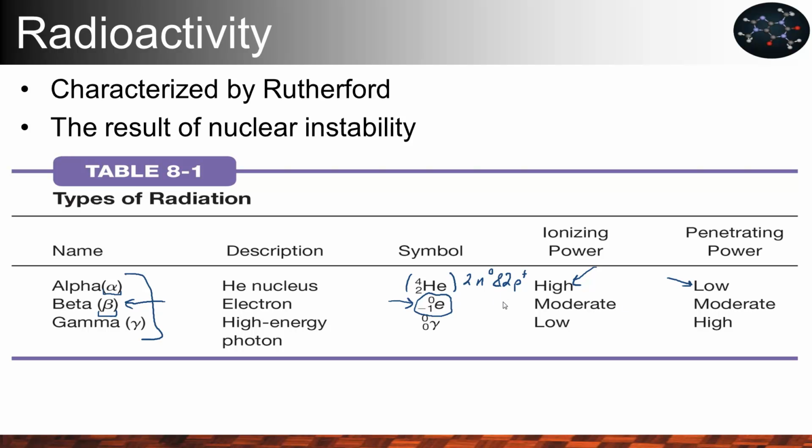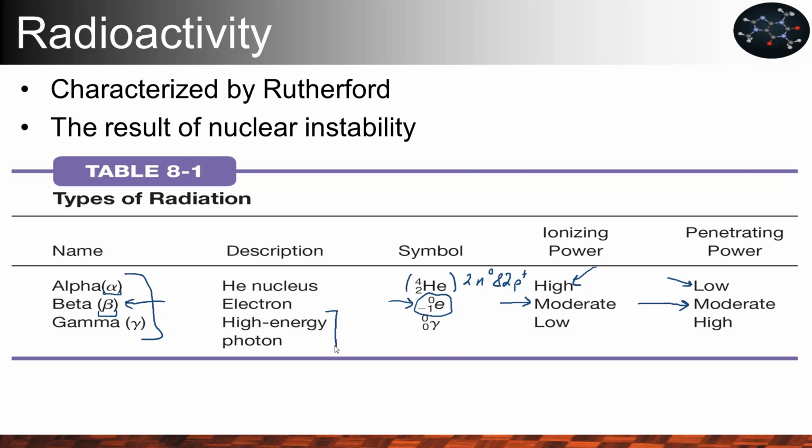The ionizing power of this, in terms of the amount of damage that can be done by this particle, is less severe than the helium nucleus because this is a much smaller particle. However, it typically travels faster, and that, in addition to its smaller size, leads to more penetrating power for that type of radiation. So it can get through clothes, it can get into the skin, it can do more damage.